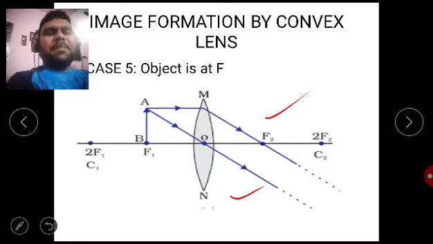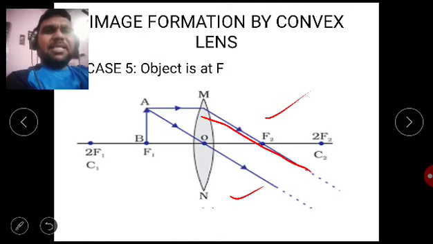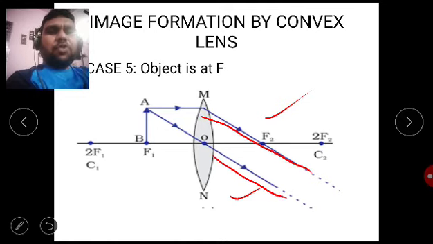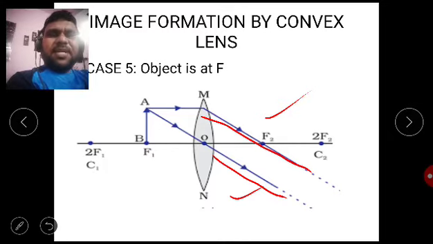How will the image be? It will be real, it will be inverted, it will be highly magnified, and it will be formed at infinity. Why? We have two sets of parallel lines after refraction, and they are not going to meet each other till infinity. At infinity the image will be formed. We can see from the ray diagram, and we have seen till now, that all the images formed by the convex lenses are real and inverted.